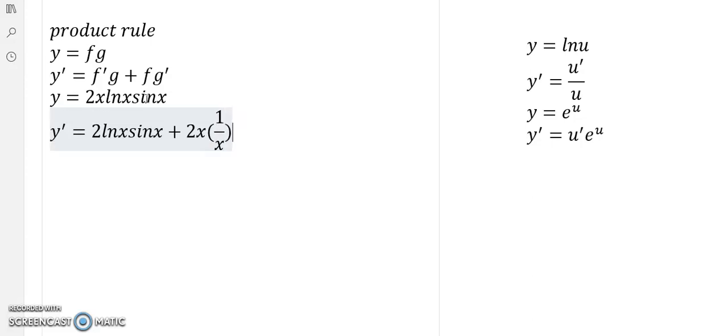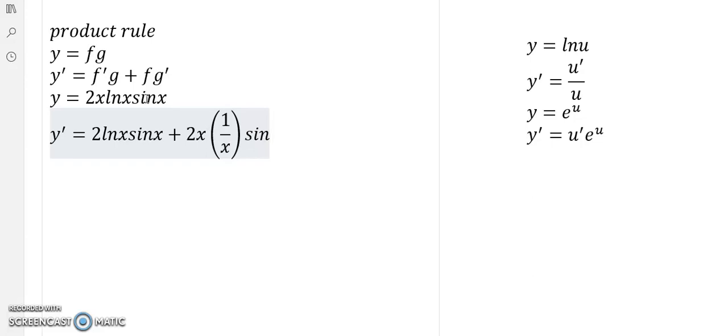Yeah, just like that. Sin x plus, this time around we're gonna derivate the last function, which is sin x. Then we will keep 2x ln x constant. Then the derivative of sin x is cos x.